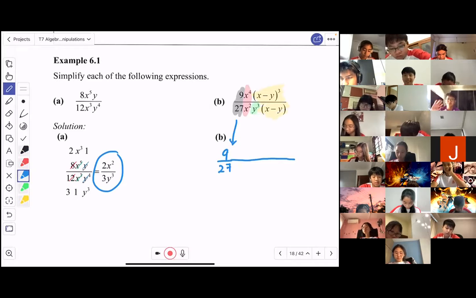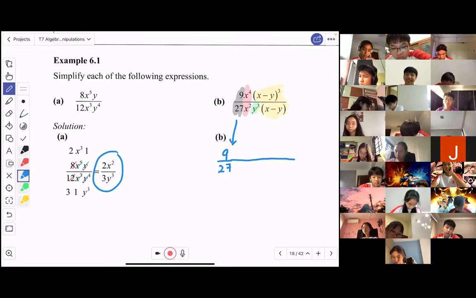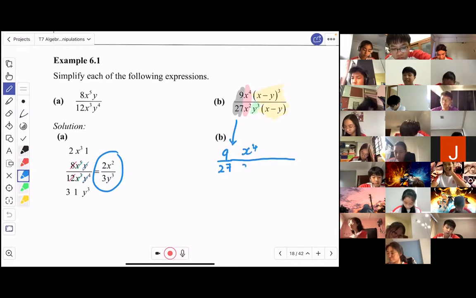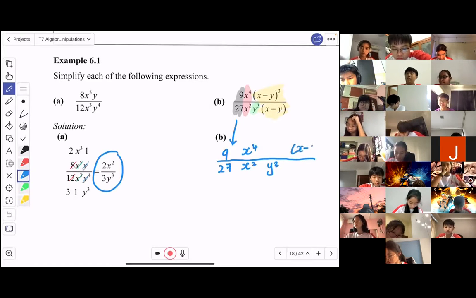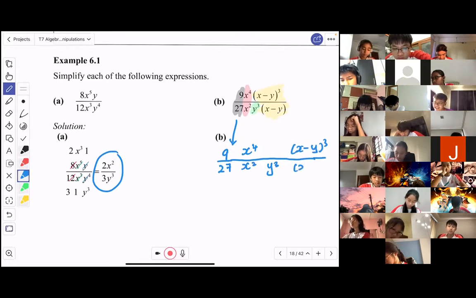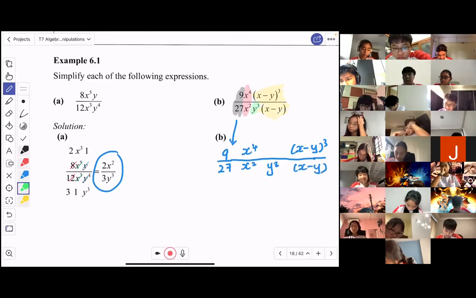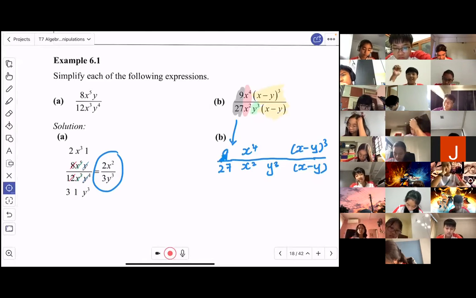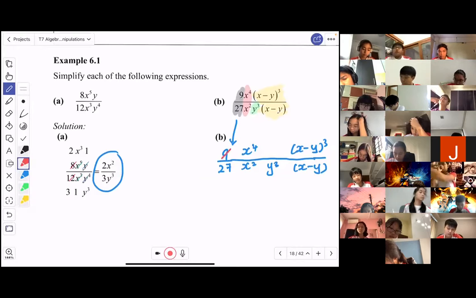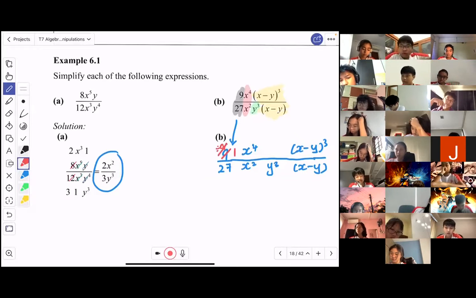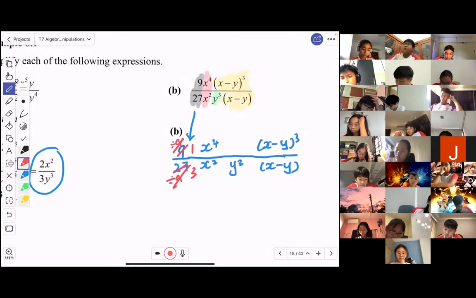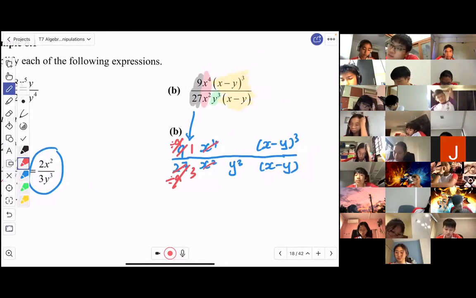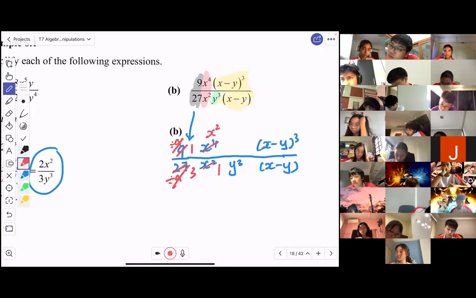Let me write it bigger for you. So x power 4, x power 2, then there's a y cube. You can see I purposely cancel like that. y power 3, x minus y, right? 9 and 27, I can cancel. So I divide both top and bottom by 9. If I divide by 9, I get 1. If I divide by 9, I get 3. Then x power 4 over x power 2, if I cancel, I'm left with 1 at the bottom, x power 2 at the top.